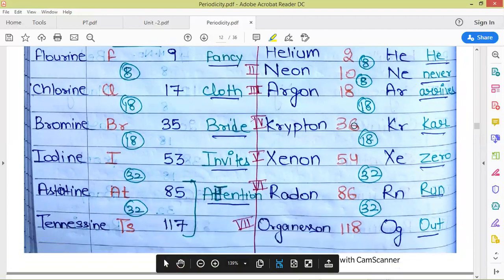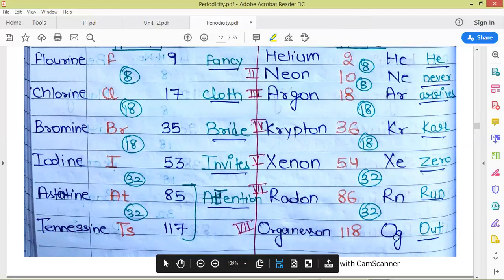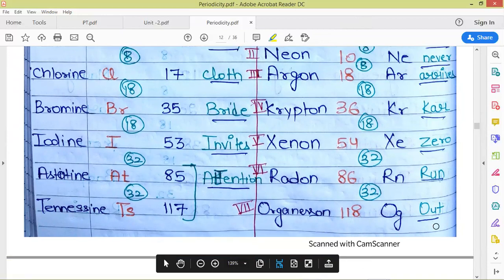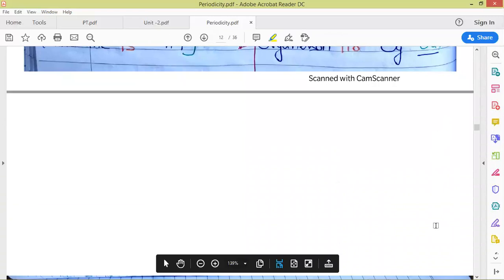Next we have the noble gas family, group 18. The first element is helium and the last element is oganesson, and the mnemonic says: he never arrives, kar zero run out. HE for he, NE for never, AR for arrives, KR for kar, XE for zero, RN for run, and OG for out. So he never arrives, kar zero run out. These are very simple mnemonics through which you can learn the periodic table.